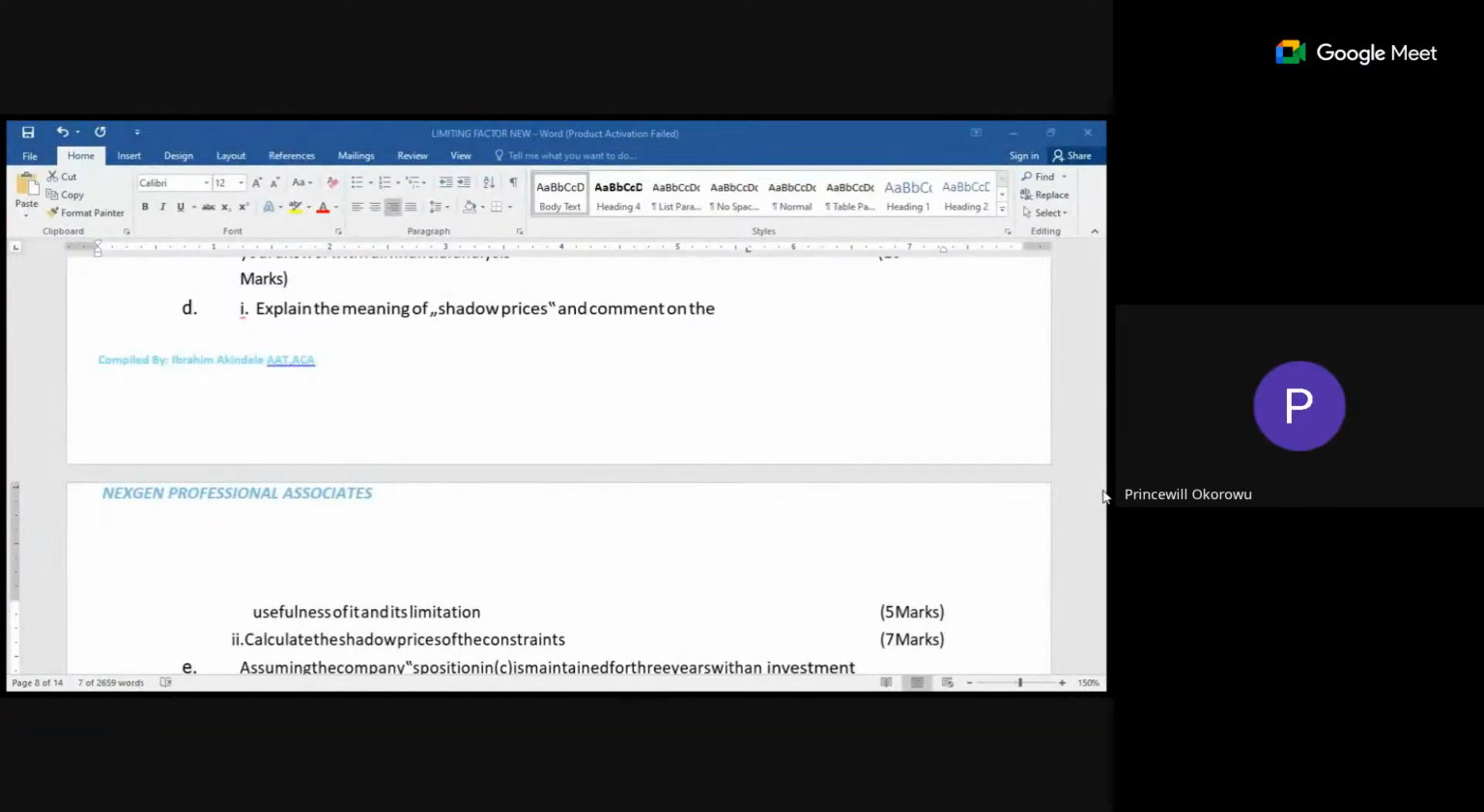The shadow price is the amount by which the objective function increases by the increase of 1 unit of the limiting factor. Okay. Any other one? Any other person that wants to try? No, not try yourself. I already explained it now. So.